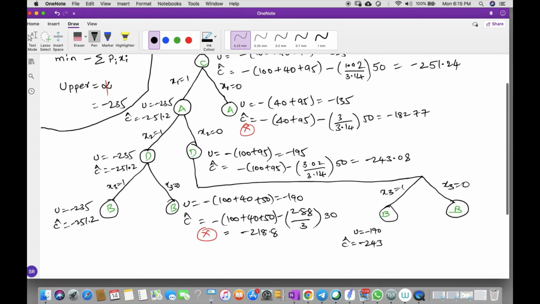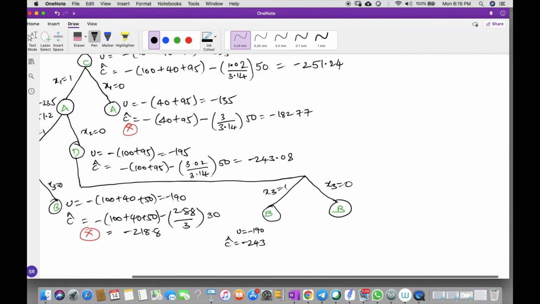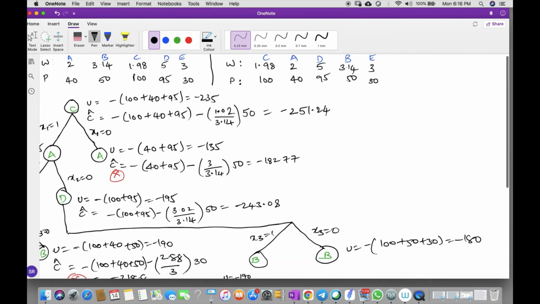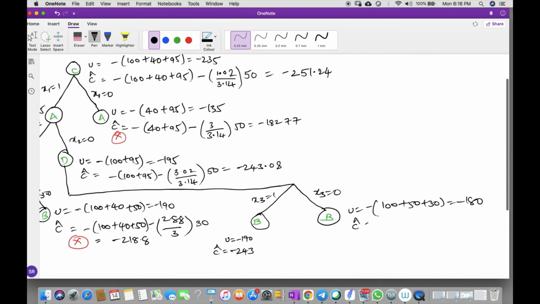So we have x1 is 1, x2 is 0 and x3 is 0. So here U would be, when x1 is equal to 1 and x2 and x3 are 0, 1.98 plus 3.14 plus 3, which is less than 10. So we can add all this, 100 plus 50 plus 30. So minus of 100 plus 50 plus 30, which will be equivalent to minus 180. And the C cap value would be, there is no fractional part, so it would be exactly the same as the top.